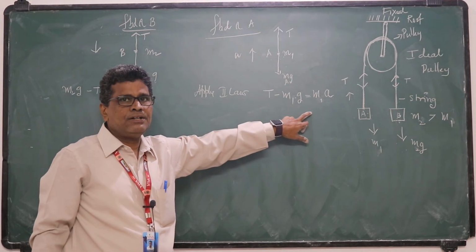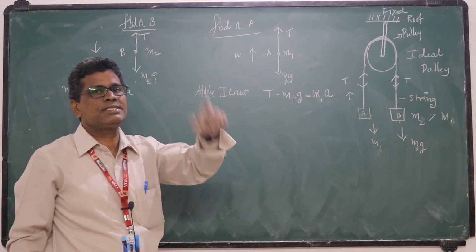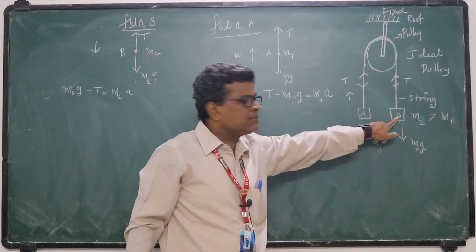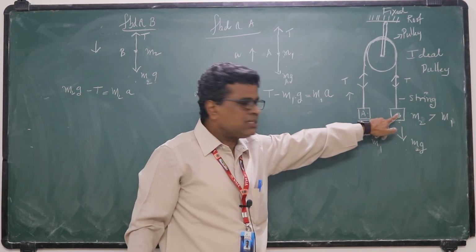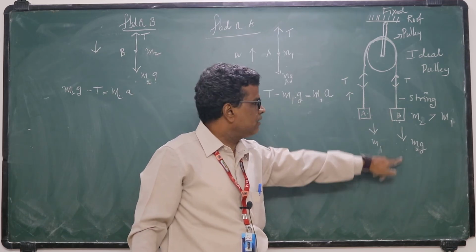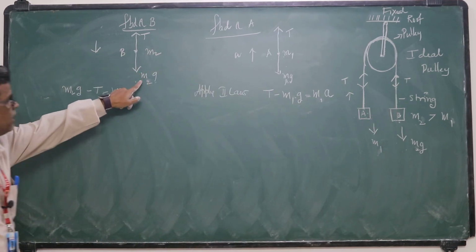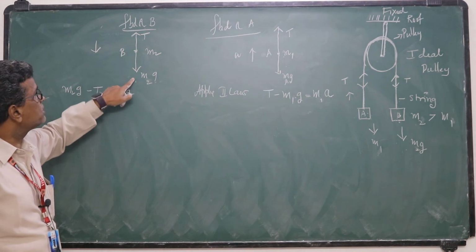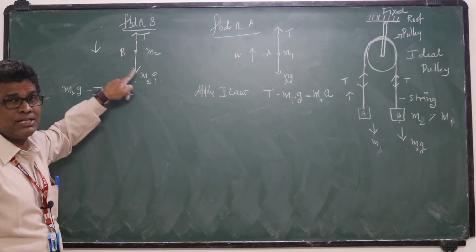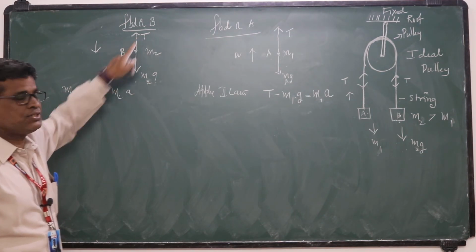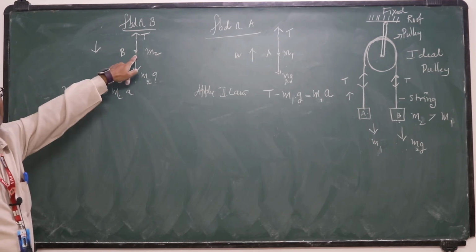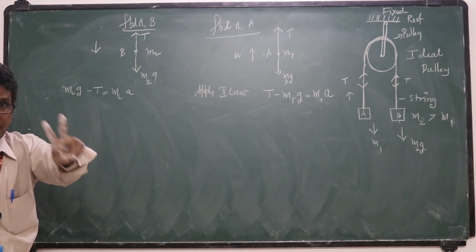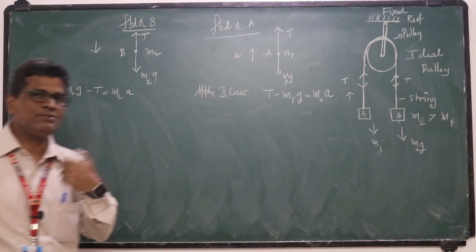Do you understand? The body moves in the direction of the resultant force. Here I assumed that M2 is greater than M1, so this is the greater force. The greater mass moves down because of gravity. Since it is moving down, we have to write M2g greater than T. These two are in opposite directions, so what is the resultant force? M2g minus T is equal to, it moves with what acceleration? M2a. So this is nothing but Newton's second law. Clear? How am I applying Newton's second law?